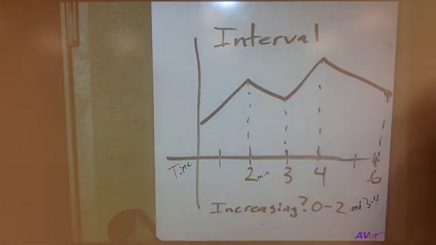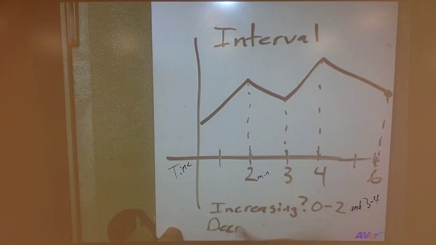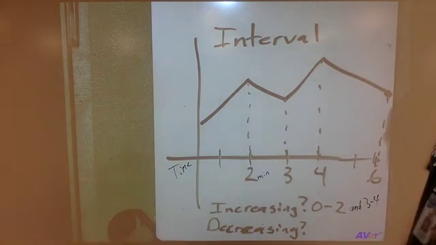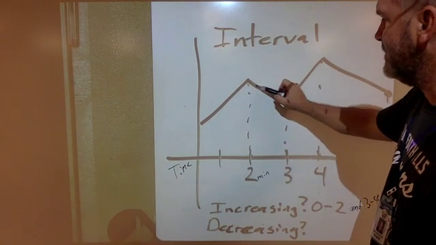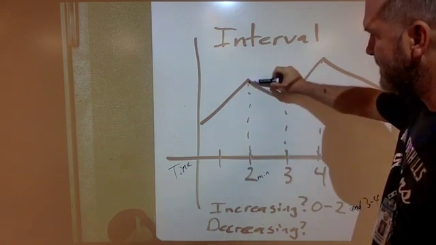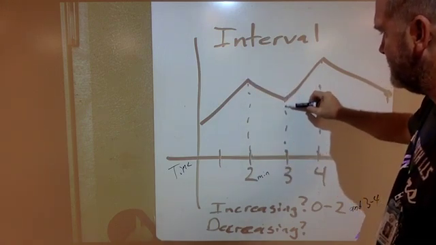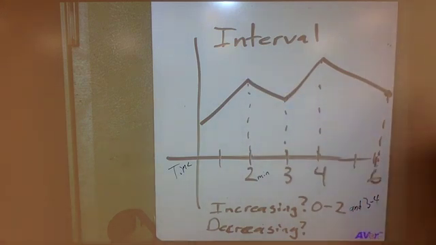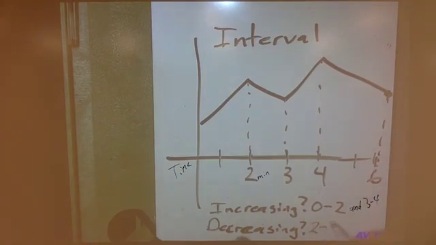Okay, and now the other type of question you could have here would just be the same type of thing, but it'd be decreasing. Okay, when is this decreasing? Well, the first time the graph is going down is from here to here. So what interval is that? That starts at 2 and it ends at 3. So it's decreasing from 2 to 3.